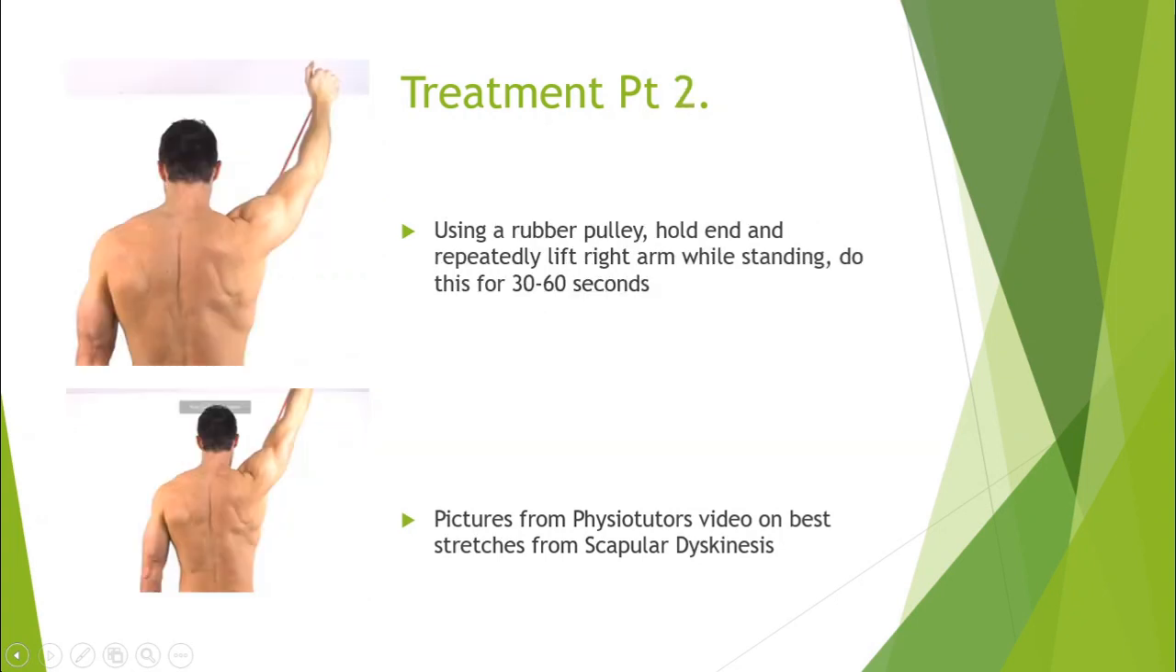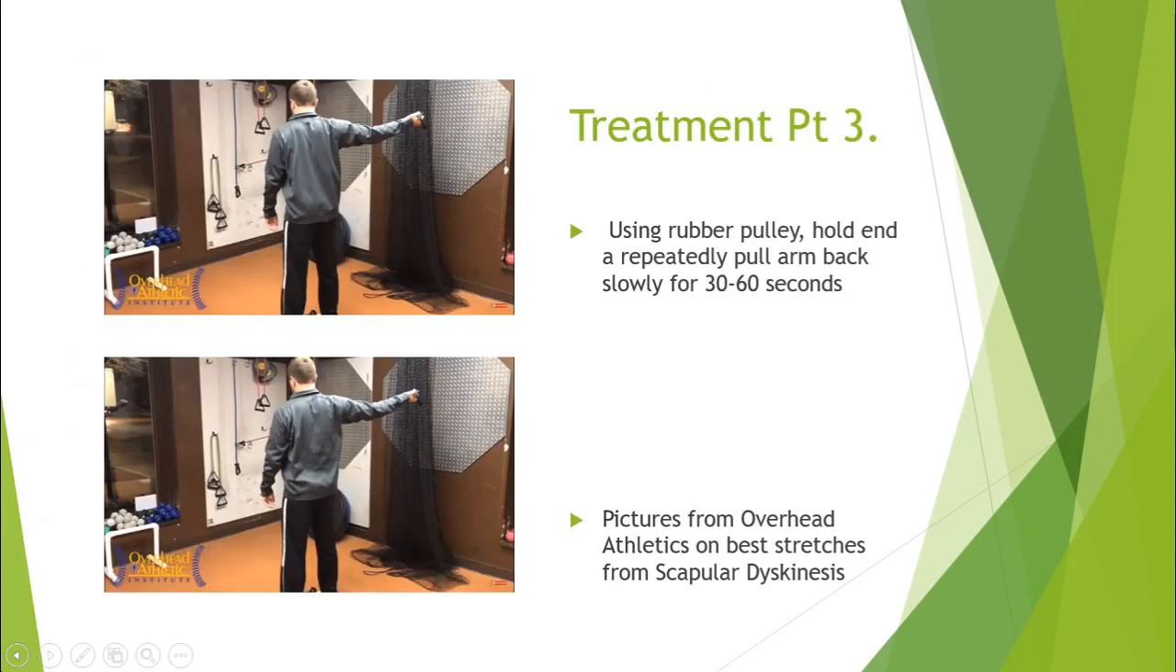The second is using a rubber pulley, hold the end and repeatedly lift the right arm while standing. Do this for 30 to 60 seconds. And again, here are some pictures depicting what I'm describing. The third is using a rubber pulley, hold the end and repeatedly pull the arm back slowly for 30 to 60 seconds.